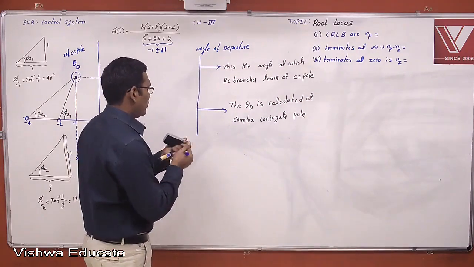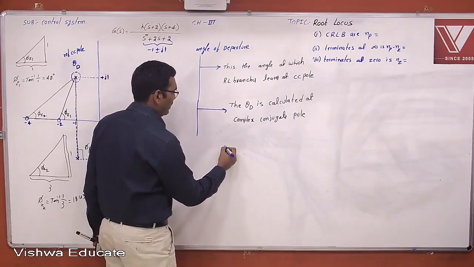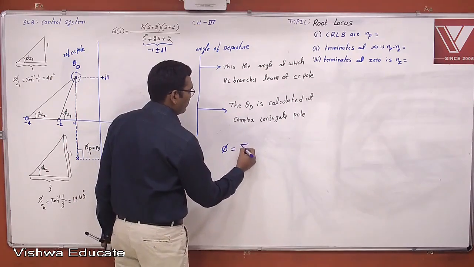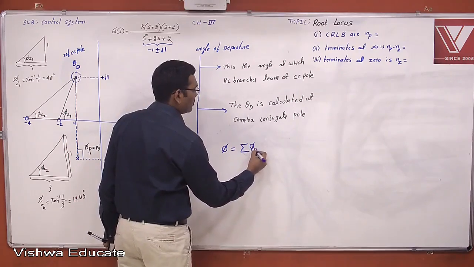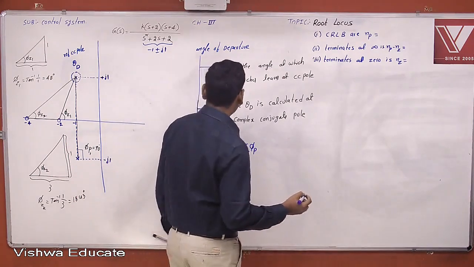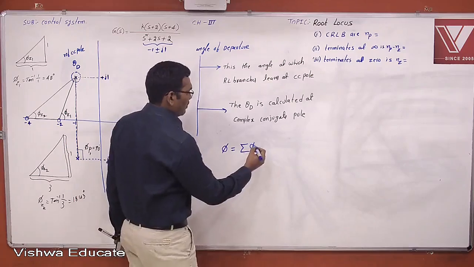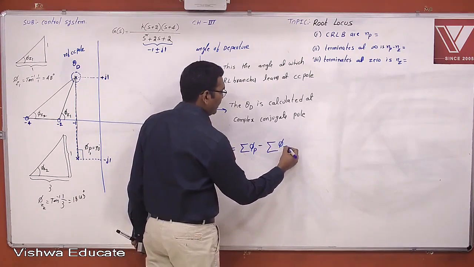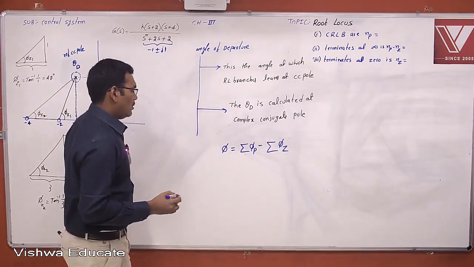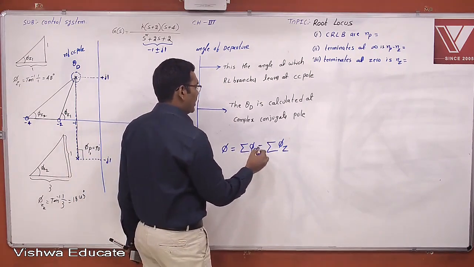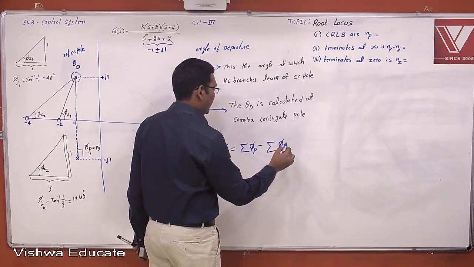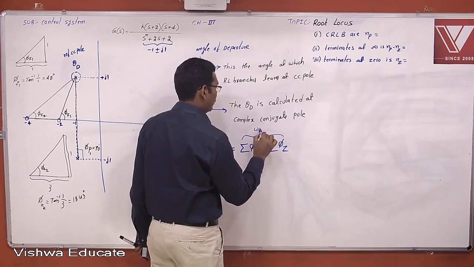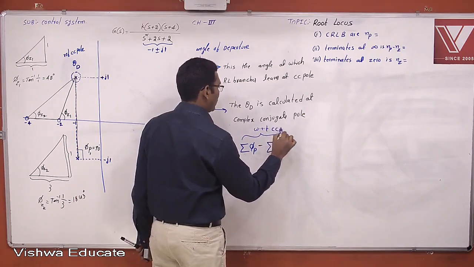And after that you will find phi. What is phi? Phi is nothing but the sum of the angles made by poles minus the sum of the angles made by zeros. Now this calculation is with respect to the complex conjugate pole.